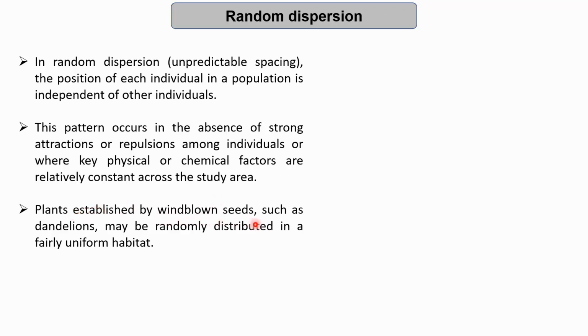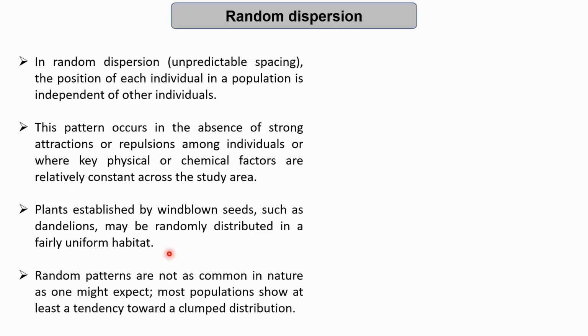Plants established by windblown seeds, such as dandelions, may be randomly distributed in a fairly uniform habitat. Because each of these has an equal chance to grow everywhere, they do not have any major attraction or repulsion from the individuals present in the vicinity, and therefore they can be present randomly. Random patterns are however not as common in nature as one might expect, because most populations show at least a tendency towards a clumped distribution. So this random pattern seems to be more common, but in reality it is not as common as the clumped dispersion.